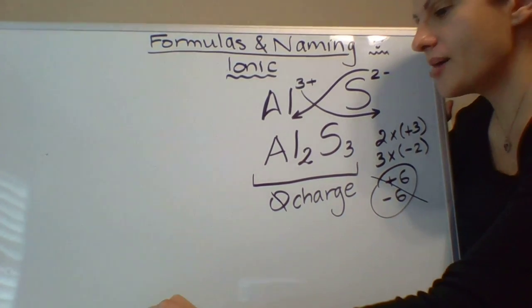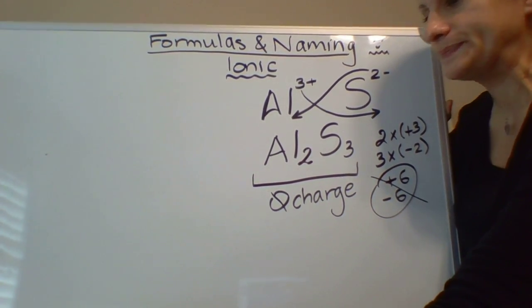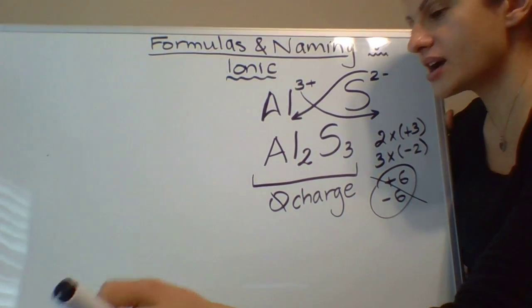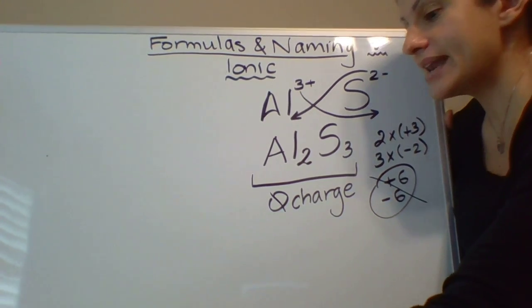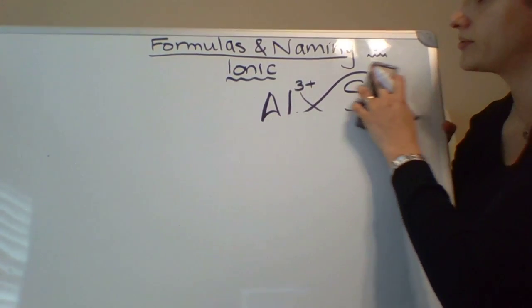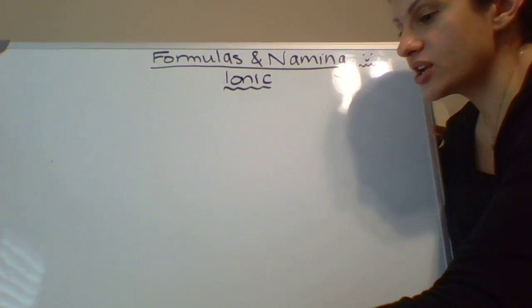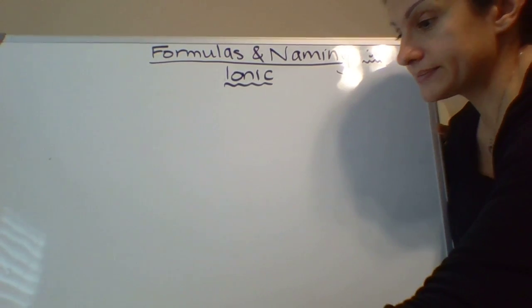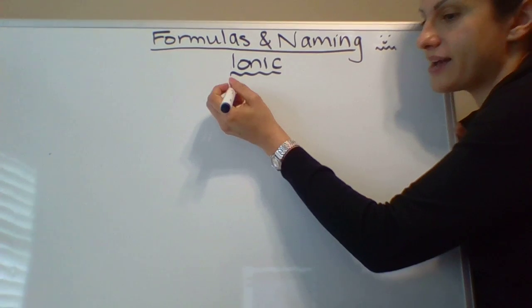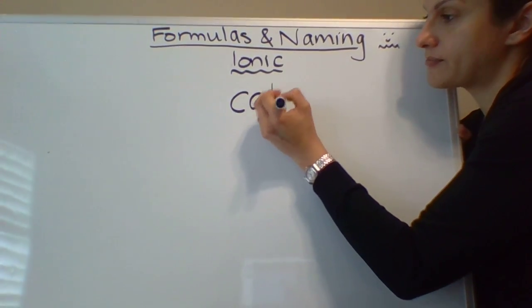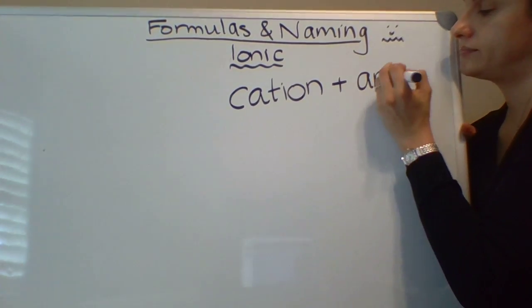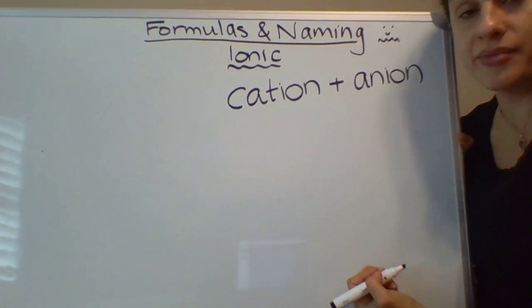Now, how about naming? Okay, so we're going to talk a little bit about naming ionic compounds. It is actually quite straightforward. Okay, so what you do with ionic, you have your cation with an anion. How do you form the name?